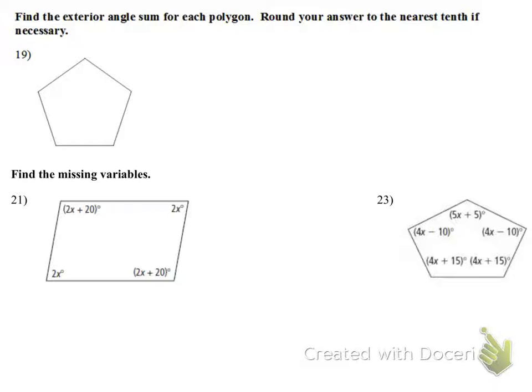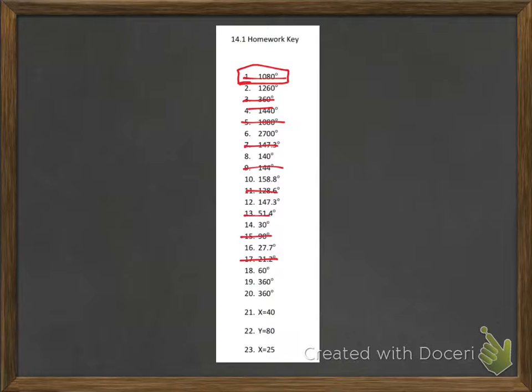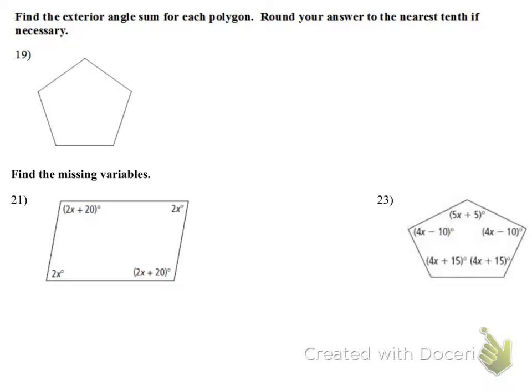Find the exterior sum for each polygon. Round your answer to the nearest tenth if necessary. So we have the exterior angle sum, and it should just be 360. I don't know if this is supposed to be a trick question, but it's 360 degrees no matter what, because all of these added up are going to equal 360. So no matter what you say, the exterior angle sum is always 360.